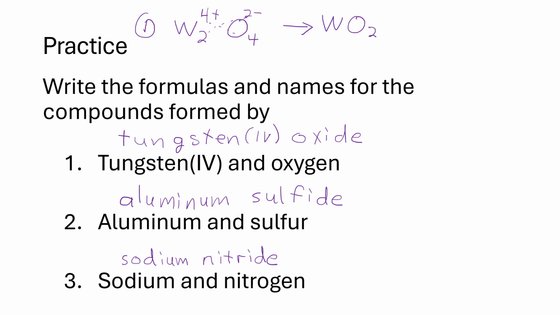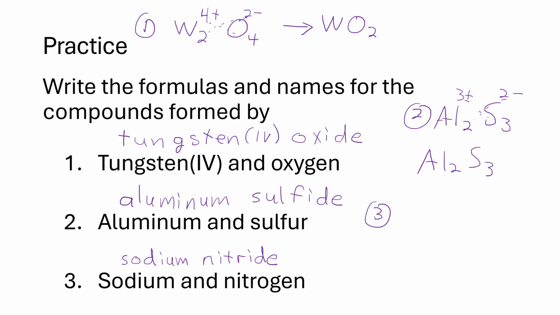For the second one, aluminum and sulfur. Aluminum is fixed charge. It's in group 13, so its charge is 3+. Sulfur is a chalcogen, so its charge is 2-. We're going to crisscross these, and we're going to end up with Al2S3.